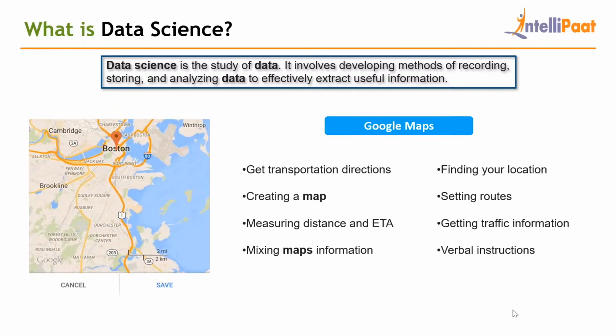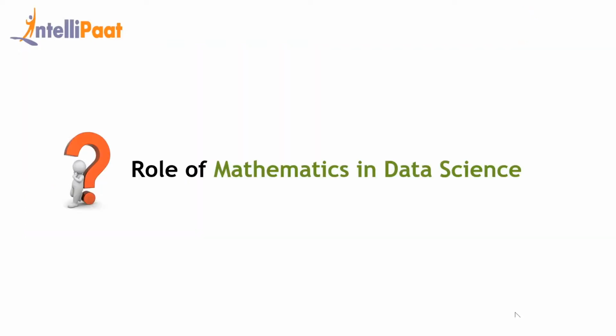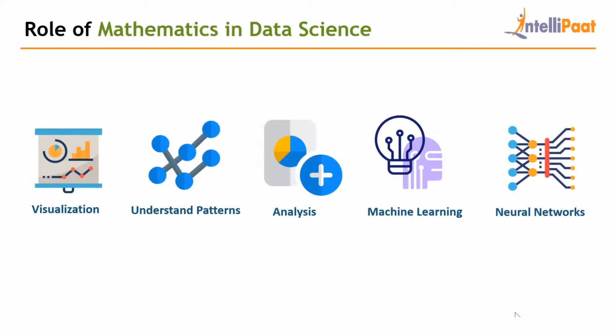Now we'll move on to the next section, the role of mathematics in data science. Data science is all about data. We have large volumes of real-world data to analyze, to extract some business information out of it. These are some of the processes involved in data science that require mathematics: visualization of the data, understanding patterns, and analysis of the data.